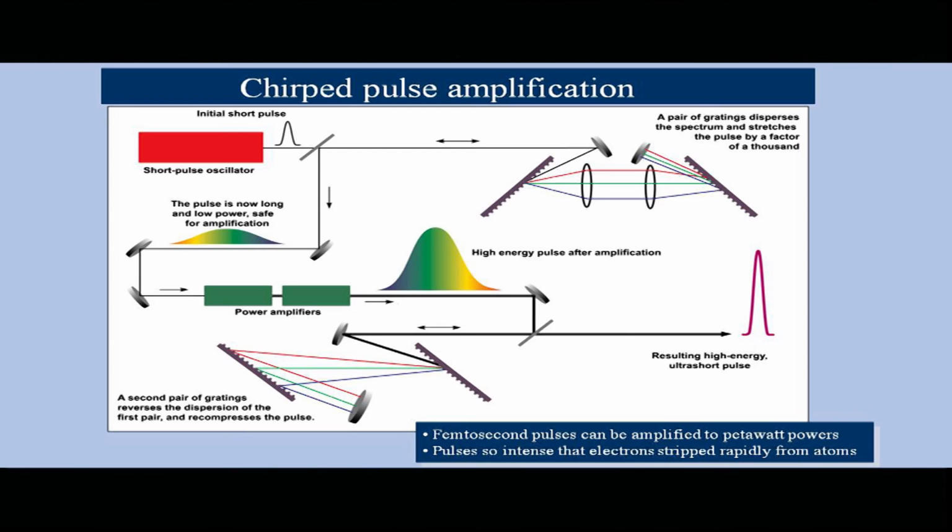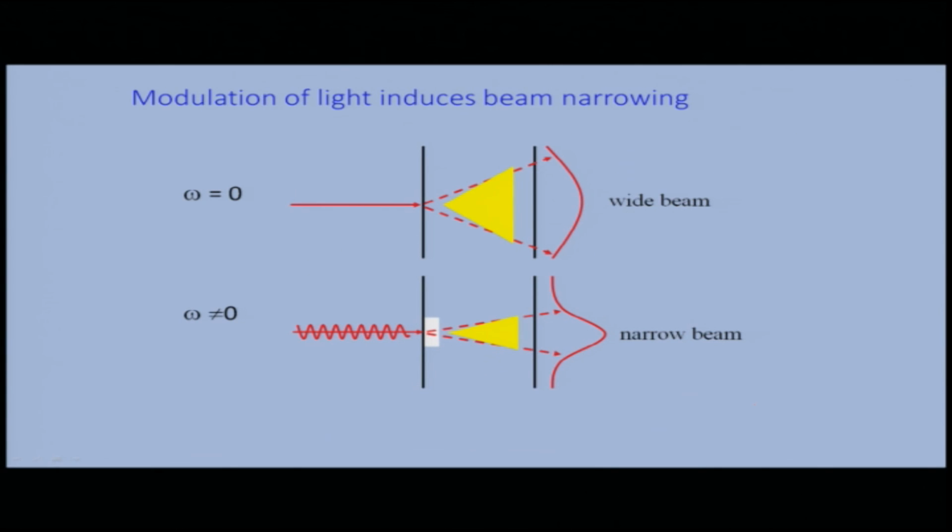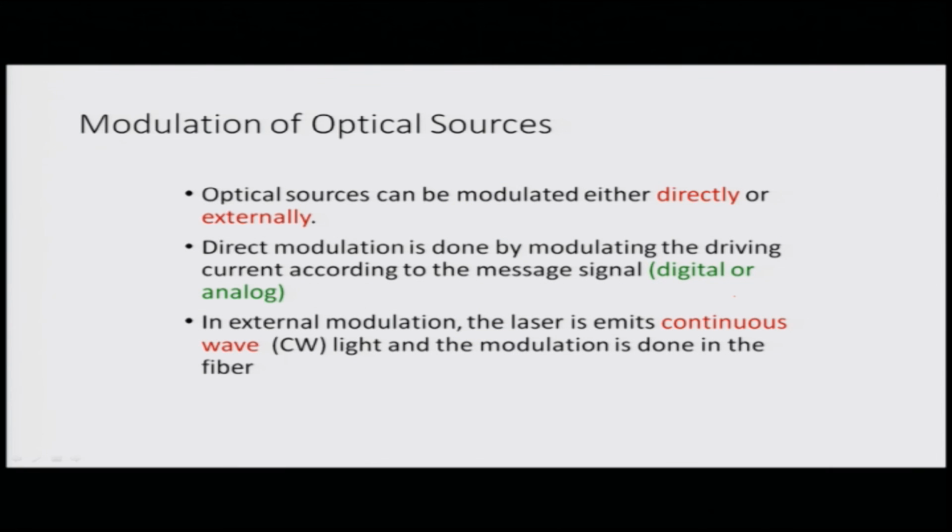So, the first part lengthens the pulse, and the second pair compresses it, and it results finally in high intensity ultrashort pulses. So, femtosecond pulses can be amplified to petawatt powers. These are so intense that electrons can be rapidly stripped from atoms. We have also used the idea that the modulation of light induces beam narrowing, and all these principles were used for mode locking, as we just mentioned.